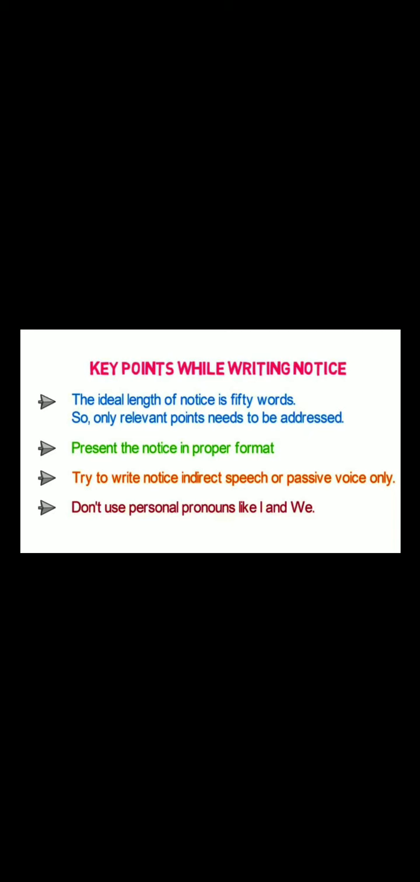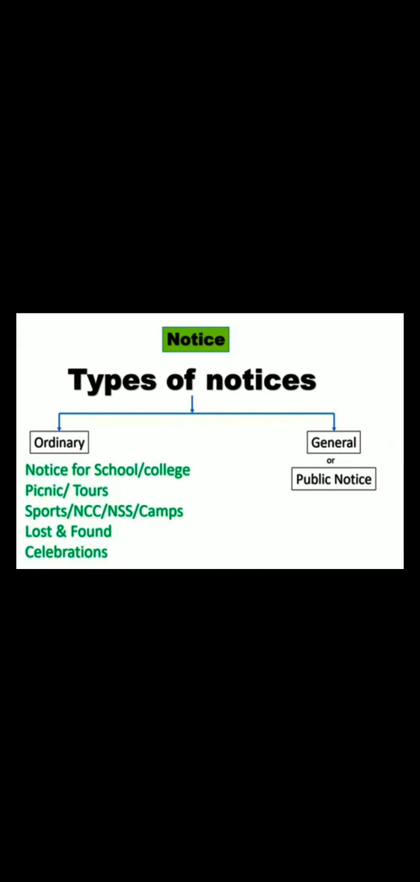In order to understand it better, let us see what are types of notices. There are broadly two types of notices: ordinary and general or public notice. Ordinary notices are notice for school or college, picnic or tours, sports, NCC camps, lost and found, celebrations.